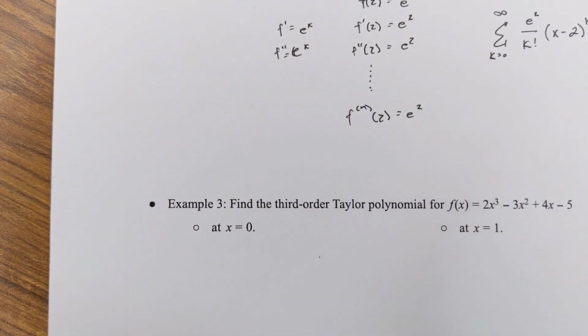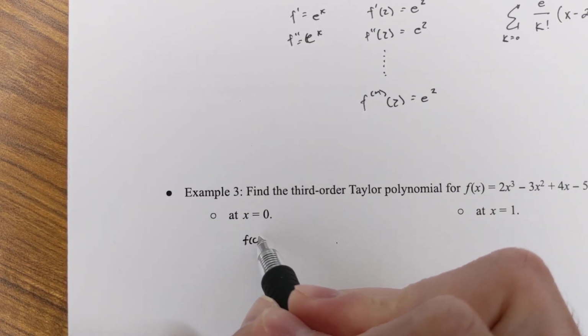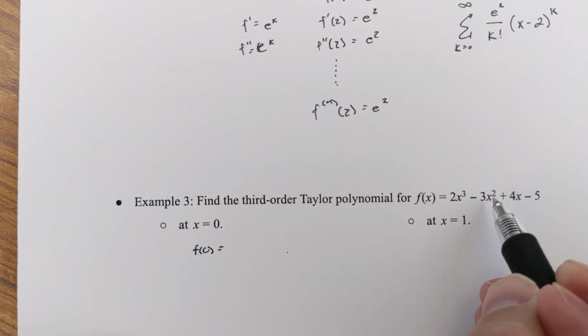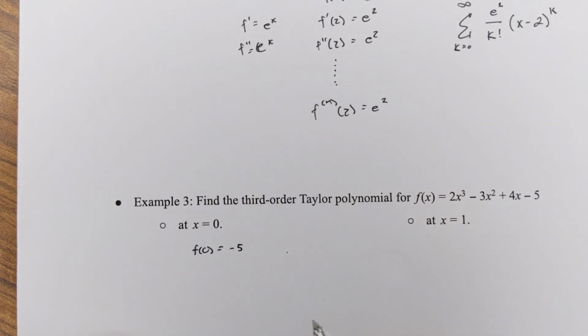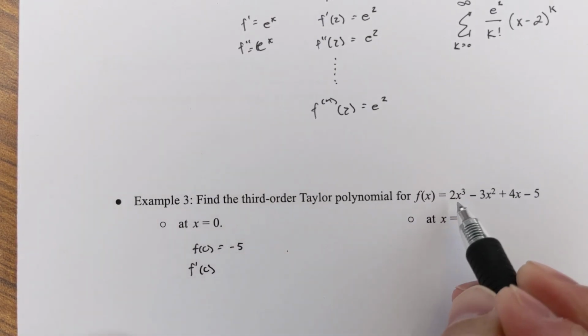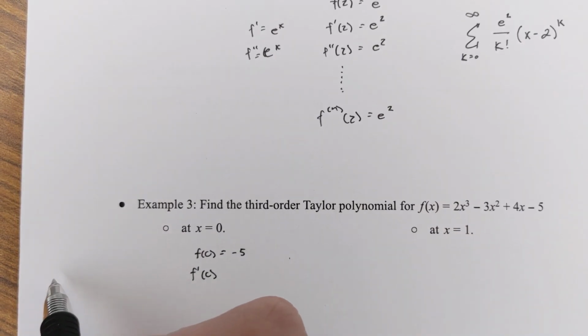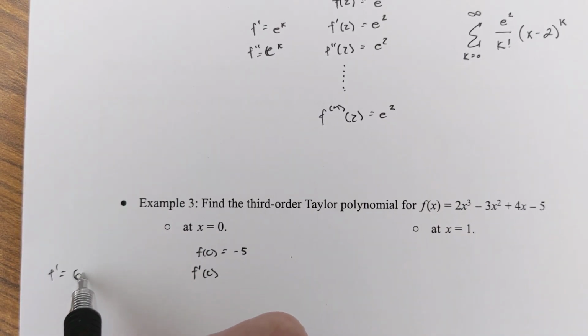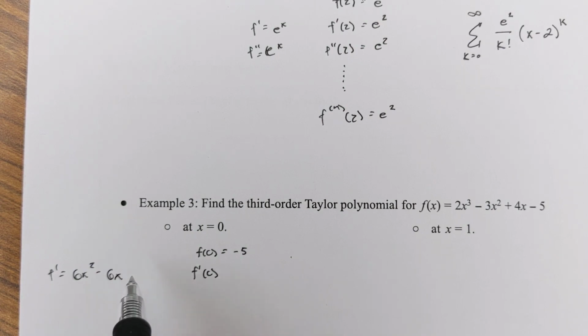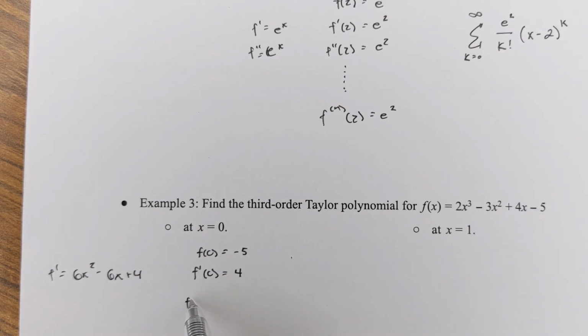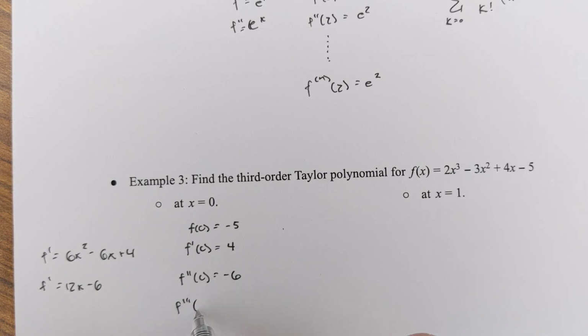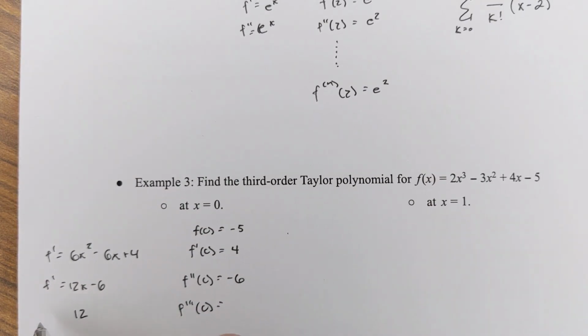Okay. So over here, f of 0 is going to be, plug 0 into this equation, I get -5. F prime of 0, so I need the derivative. So the derivative is going to be 6x squared minus 6x plus 4. So this gives me 4. The second derivative, so that's going to be 12x minus 6, is going to be -6. And the third derivative is going to be 12.